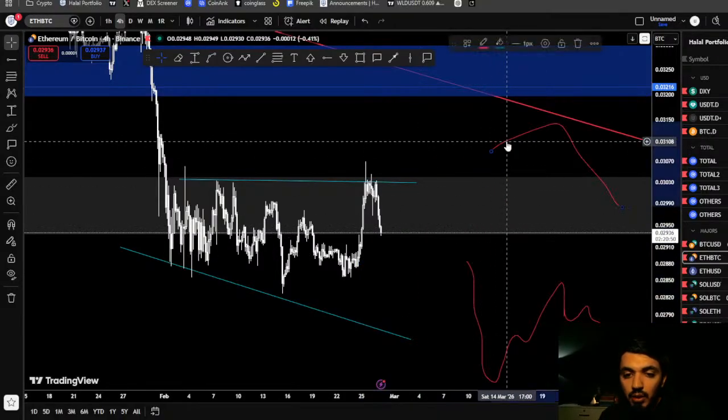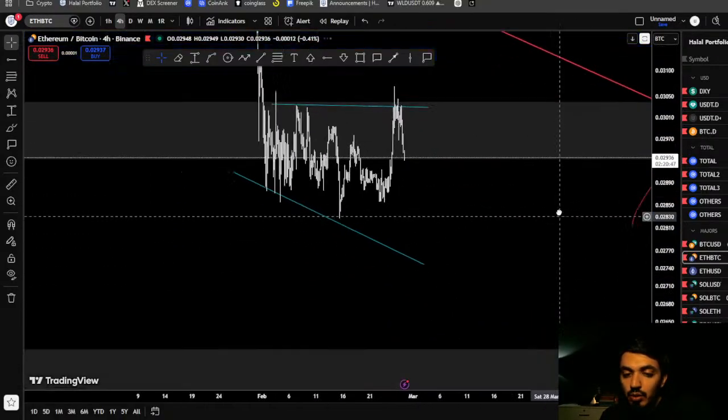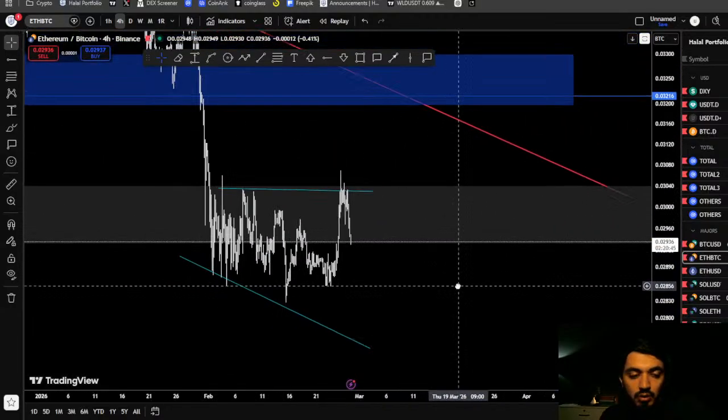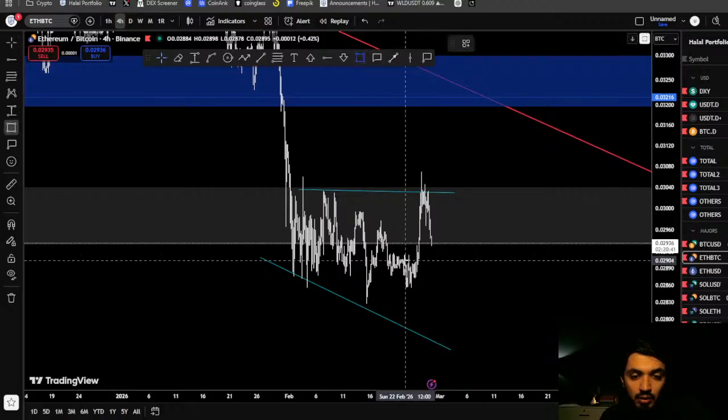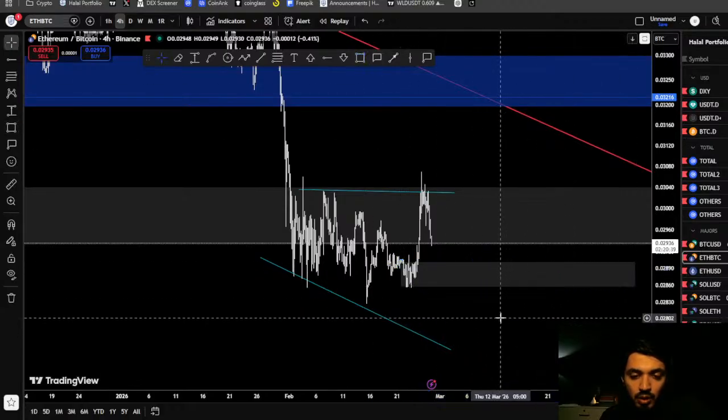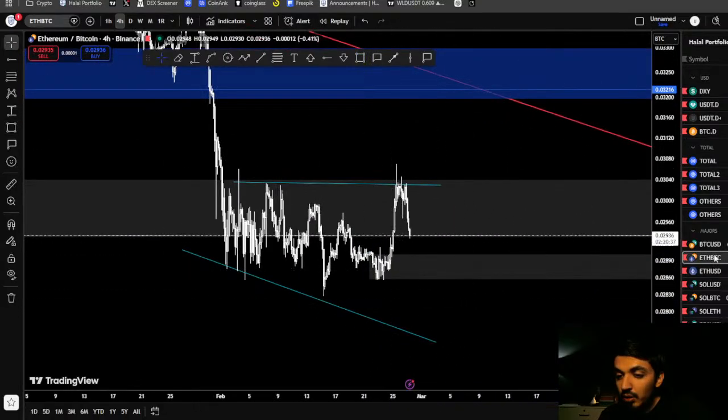Anyways, now it doesn't mean anything. We need to be sure of what the price does, then we can act according to that. And then there is a level of demand for Ethereum against Bitcoin. Let's see how that would play.